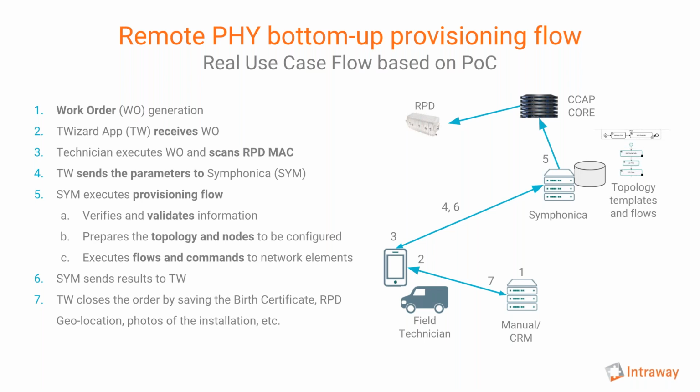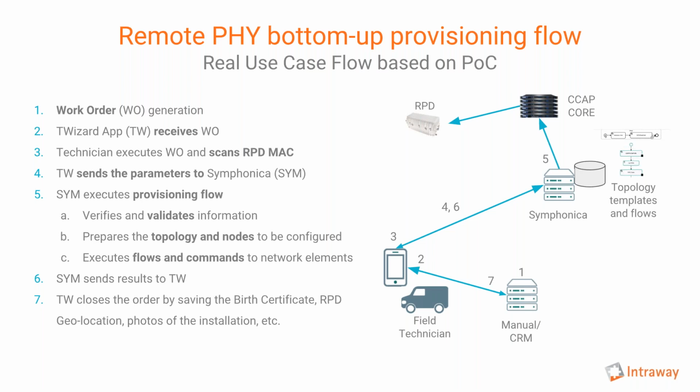At this point, the fourth step takes place and T-Wizard sends the scanned MAC to Symphonica to execute the fulfillment of the RPD in the virtual CCAP. In step 5, Symphonica executes the provisioning flow, verifies and validates the information, prepares the topology and the nodes to be configured, and executes the flows and commands to the network elements.